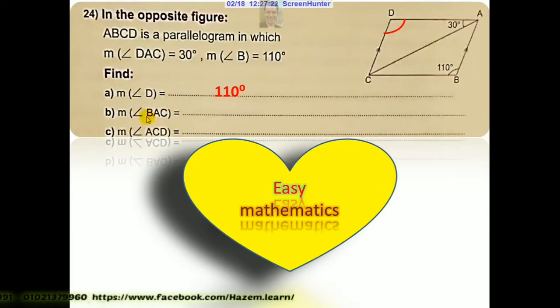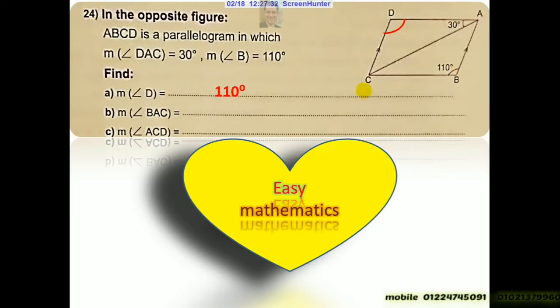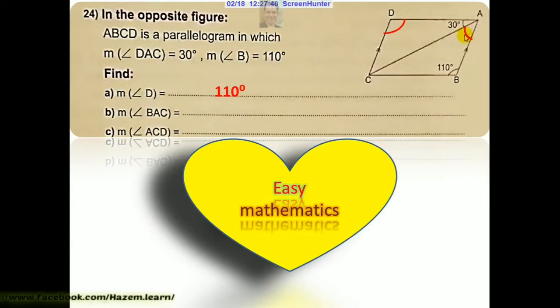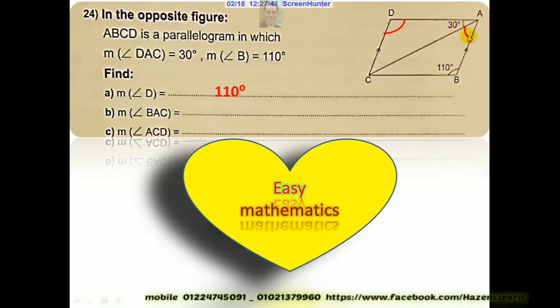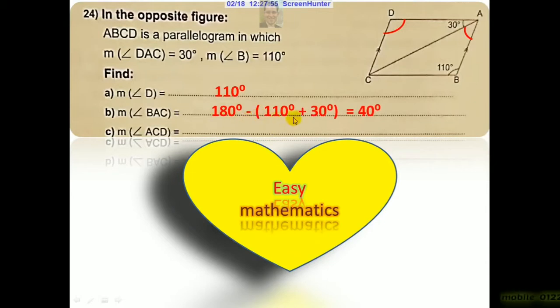How to find measure of angle BAC? We must find this angle, and first we must state their position. BAC means this angle. How to find measure of this angle? Because we have measure of angle B equal 110, and he gave me a part of angle A equal 30 degree. To find the second part, we must subtract their sum from 180, like that. 180 minus 110 plus 30 will be equal 40 degree.